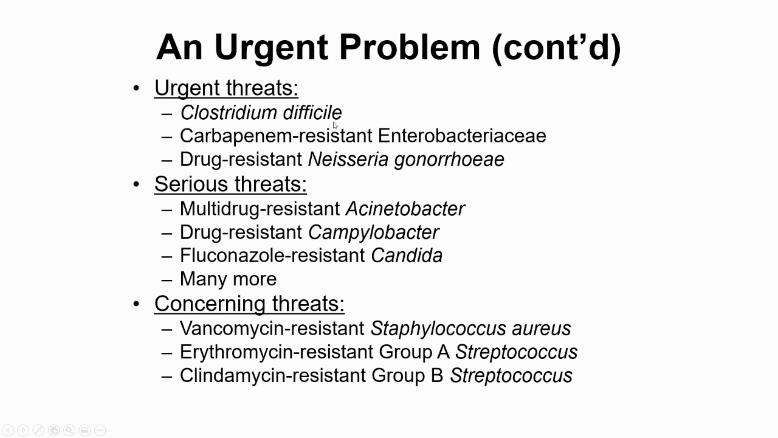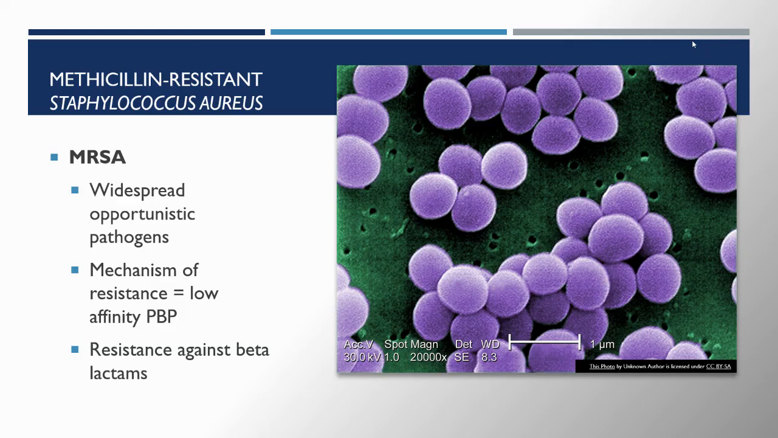Some of the threats that the CDC report specifically addressed were Clostridium difficile, carbapenem-resistant enterobacteria, which are gut bacteria that are resistant, and drug-resistant gonorrhea. There are some other serious threats, and a lot of multi-drug resistant organisms, and our streps and staphs that are vancomycin resistant. So if we look at MRSA, MRSA is a widespread opportunistic pathogen.